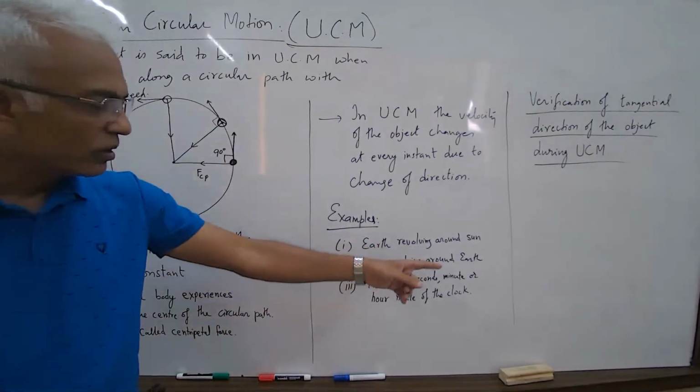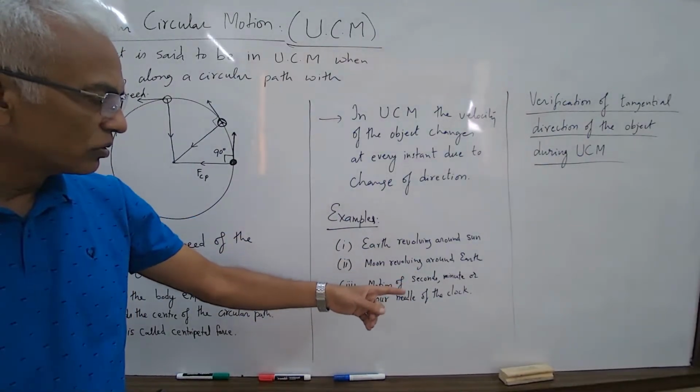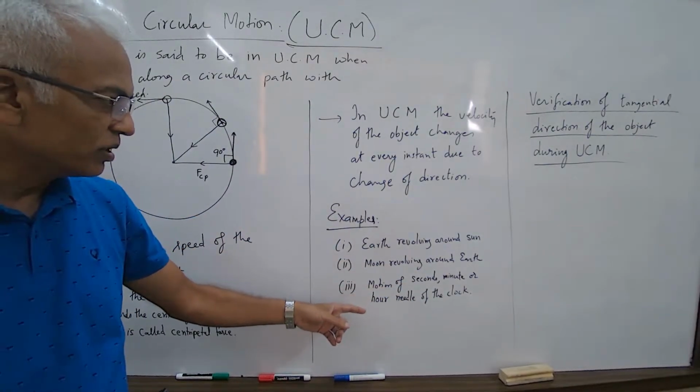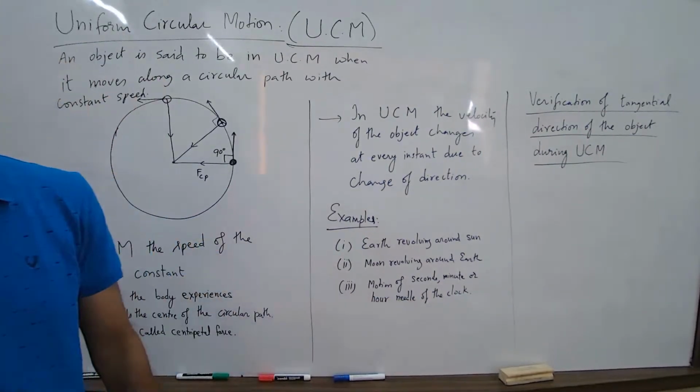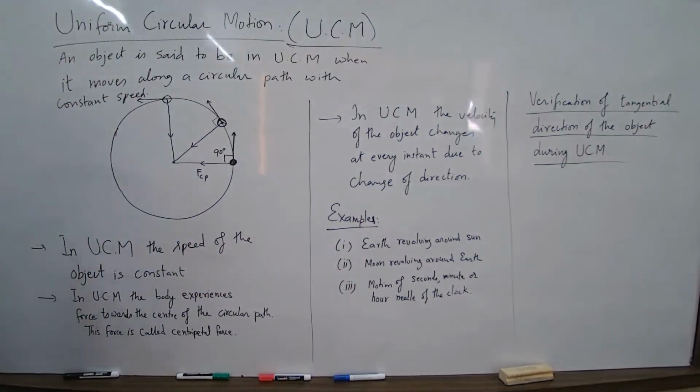So Earth revolving around Sun, motion of seconds, minute, or hour needle of the clock. All of them are examples of UCM because they are taking the same time to complete a round.